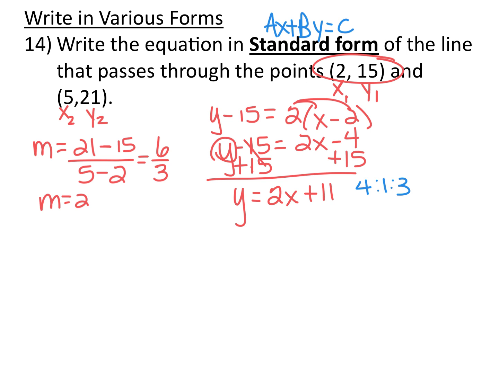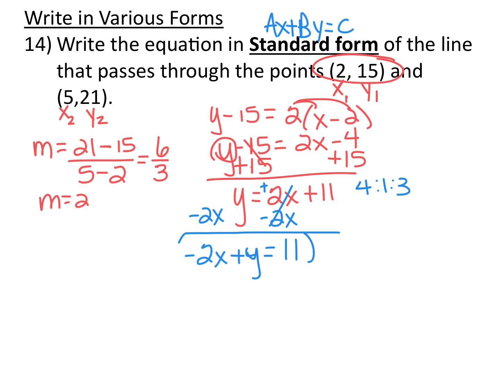So if I need to move my x to the other side, it happens to be a positive. So I'm going to subtract 2x. And I cannot put x with y. So I'm just going to bring it down to negative 2x plus y equals 11. And in standard form, the number in front of x has to be positive. Right now it's a negative, so I'm going to multiply everything by a negative 1 because a negative times a negative is a positive. It doesn't change my value, just my sign.